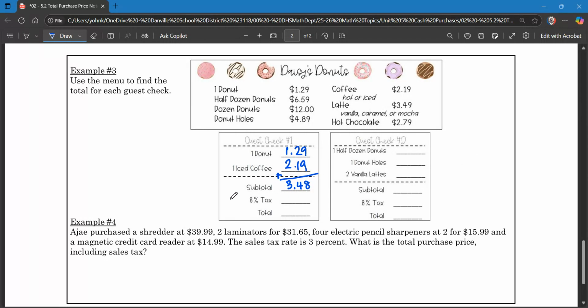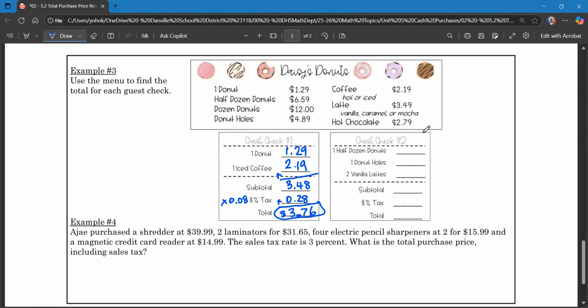I'm going to find the tax by multiplying by 0.08, and that's going to give me 28 cents. And then my total purchase price or total is going to add those 2 up, and $3.76 is the total. The decimal's kind of hard to see. So figure out what the prices are of the items, find the subtotal, multiply the subtotal by the tax rate to get the tax, and then find the total by adding the subtotal and the tax together.